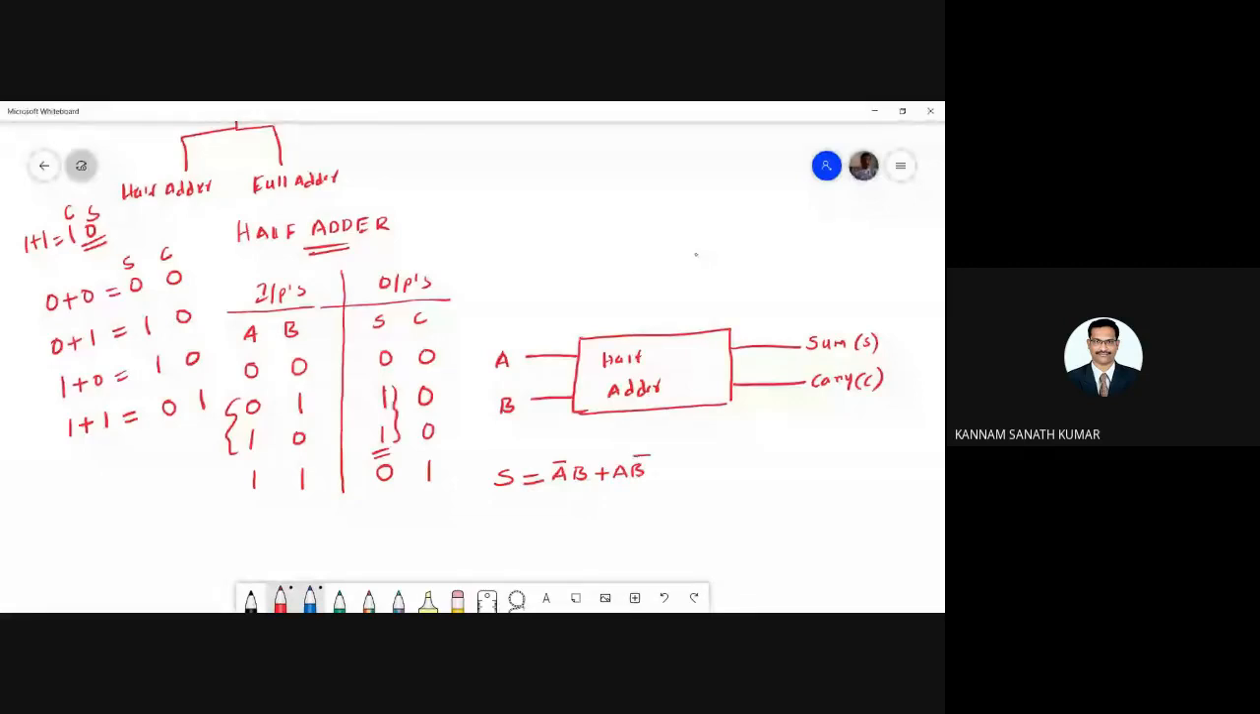This is like an XOR gate, so you can write S equals A XOR B. For carry, if you see the truth table, if any of the inputs is 0, the output is 0, and when both inputs are 1, you get the output as 1. So this is nothing but AB. So S equals A XOR B, and C equals AB. If you draw the logic diagram, you have an XOR gate.